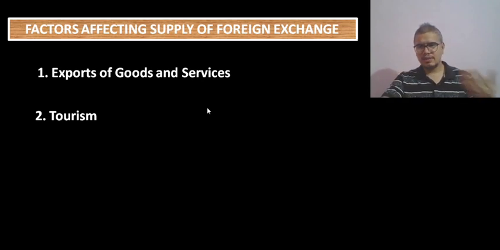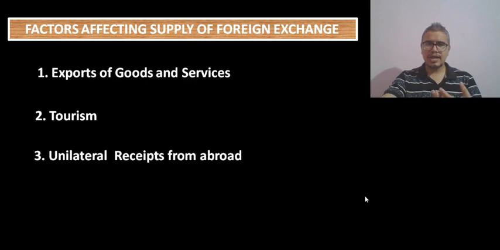Thirdly, in the same way, if there are some Indians who are working in other countries, let's say someone working in USA and sending money as a remittance back to his family members, it is known as unilateral receipts from abroad. We have already discussed unilateral receipts when discussing the balance of payment chapter, so I don't think we need to discuss it again. They will send money, donations or gifts, etc., to India, but in terms of US dollar.